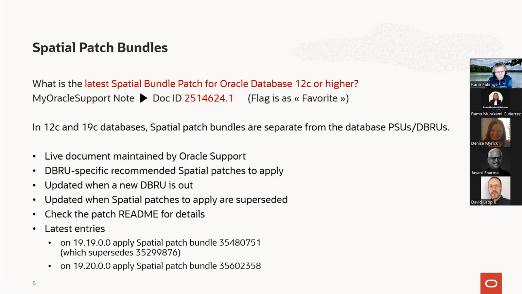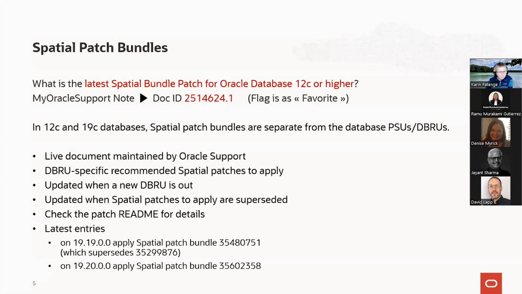So in Oracle 12c and 19c, the spatial bundle patches are separate from the database periodic safety updates and database release updates. And what you find in the document, since it's a live document maintained by Oracle support, you find all the database release update specific recommended patches which you need to apply. You find information when a new DBRU will be out, and also if spatial patches are superseded.